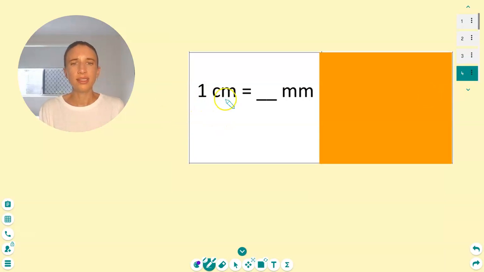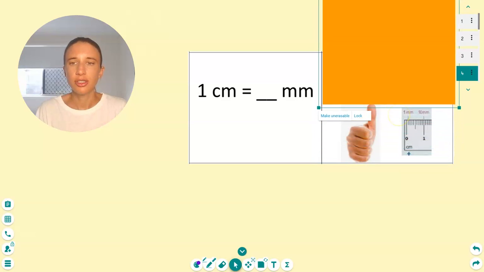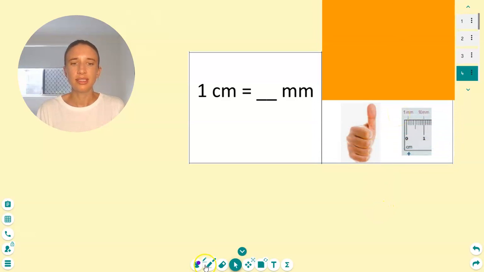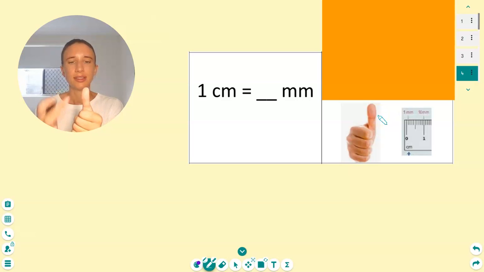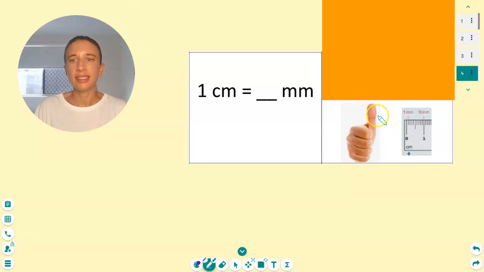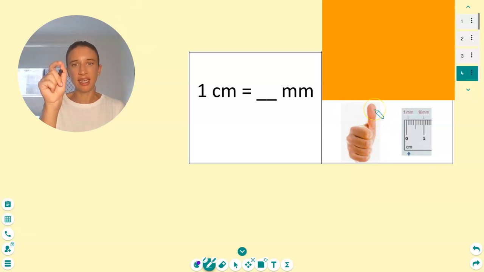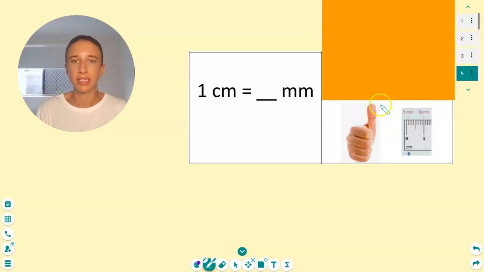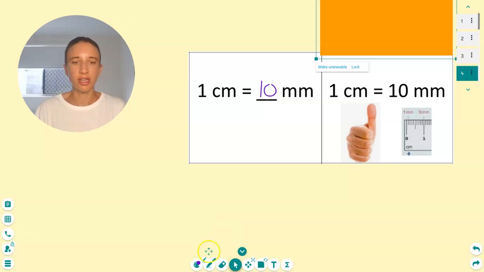Now, what about 1 centimeter is how many millimeters? Now, I'll just show you this. 1 centimeter is about the size of your thumb, right? About that width. So 1 centimeter is 10 millimeters. There's 10 little pins in 1 centimeter. Okay, so this is another conversion fact to remember.